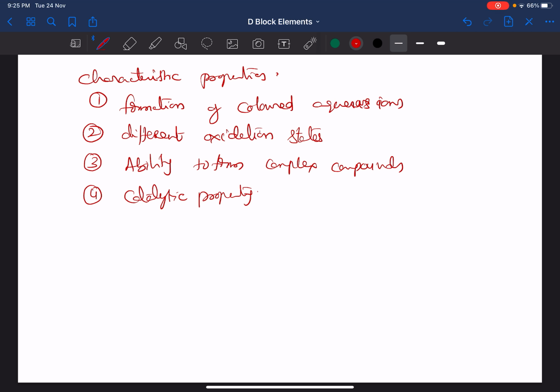We will learn them later in a detailed way. So that is the introduction of the d block elements and f block elements and their properties, and the way in which the properties change. That is about the properties and the characteristic properties of the d block elements.